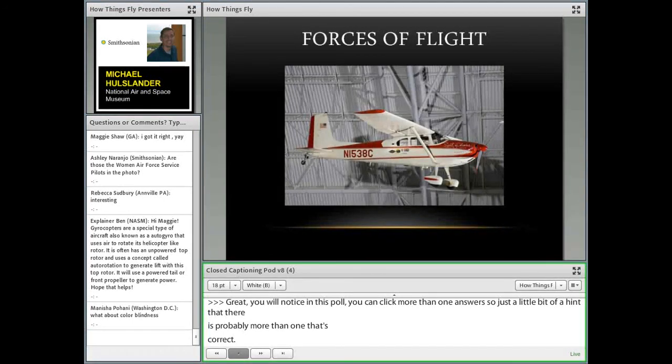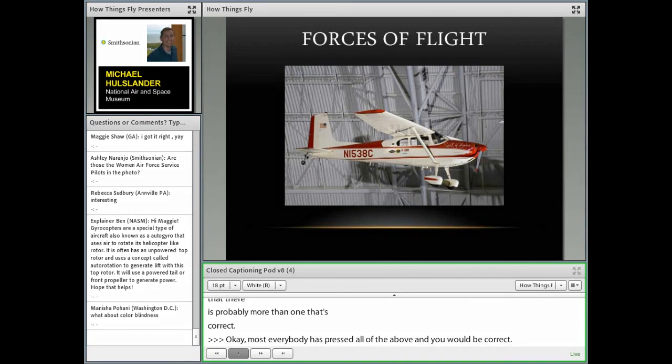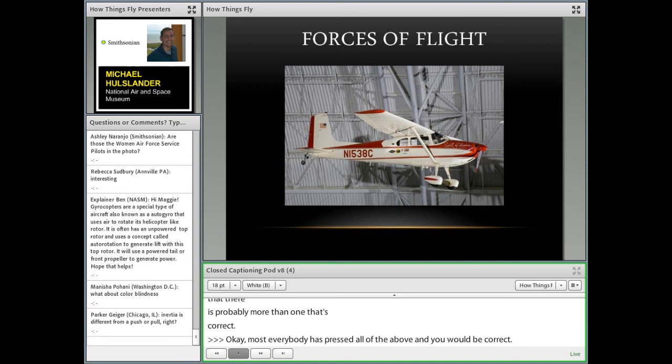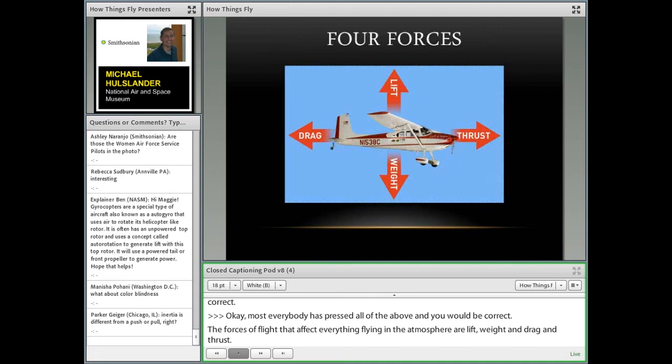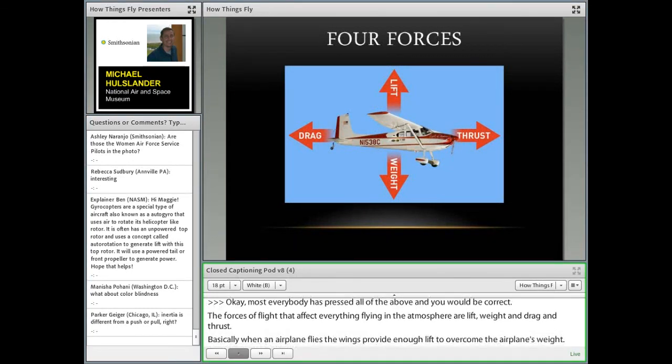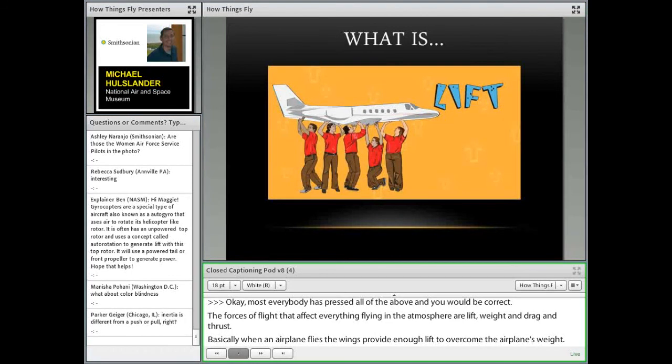The four forces of flight that affect everything flying in Earth's atmosphere are lift, weight, drag, and thrust. Basically, when an airplane flies, the wing is designed to provide enough lift to overcome the airplane's weight, while the engine provides enough thrust to overcome drag and move the airplane forward. So let's take a look at the four forces of flight. There you can see them. They're pointing in the directions in which the forces push or pull.